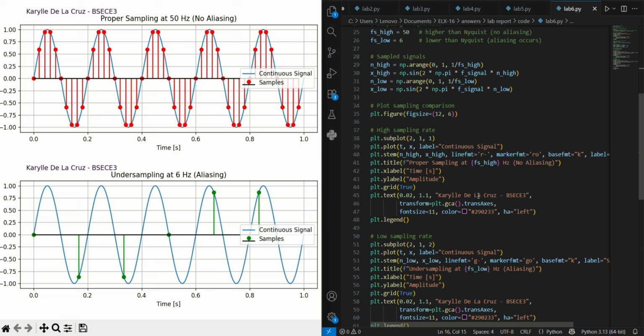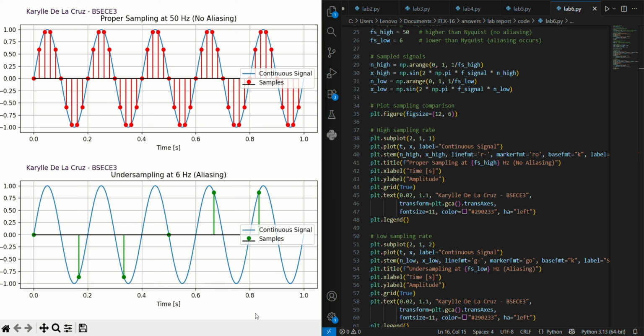To wrap everything up, continuous signals are smooth, infinite signals like the sine wave we created. Sampling is capturing points from the continuous signal so computers can process it. A high sampling rate above the Nyquist limit means we can faithfully reproduce the signal. A low sampling rate causes aliasing, which creates a false version of the signal with a lower frequency.